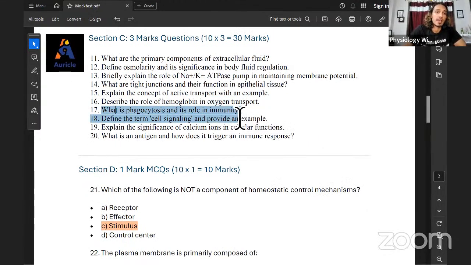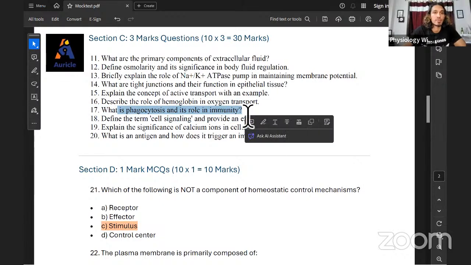What is phagocytosis and its role in immunity? So what is phagocytosis? First thing. Second point, what are the steps in phagocytosis? So you have to talk about the size of this substance that needs to be phagocytosed. Okay, so it should be more than 0.5 micrometer. Then the steps: how detection, then how engulfing is happening, how the phagosome is being formed, and then the phagolysosome is formed. Okay, and the ultimate destruction and exocytosis.